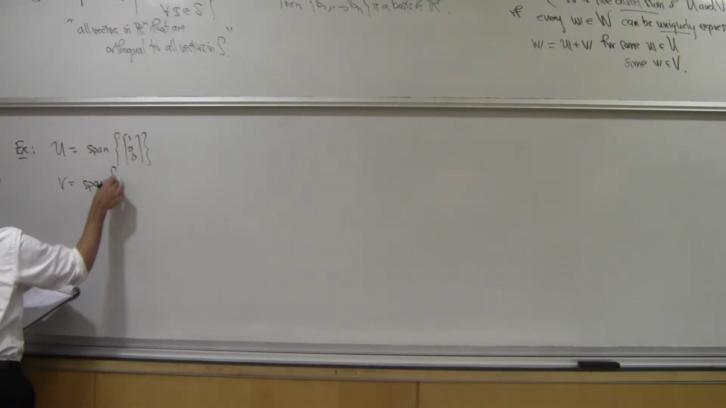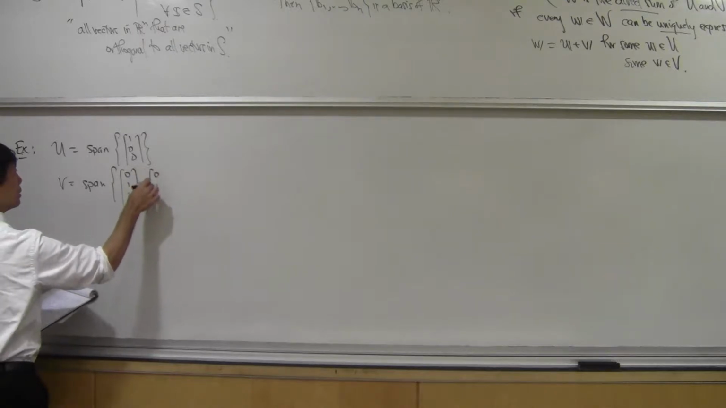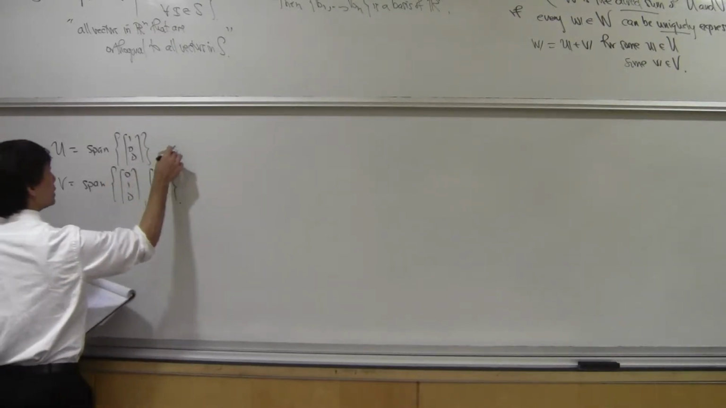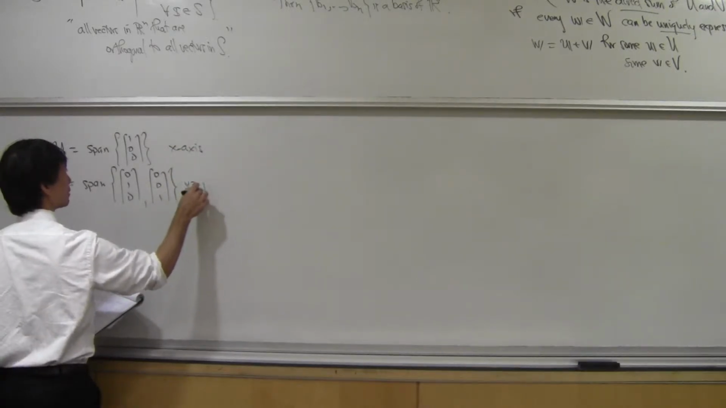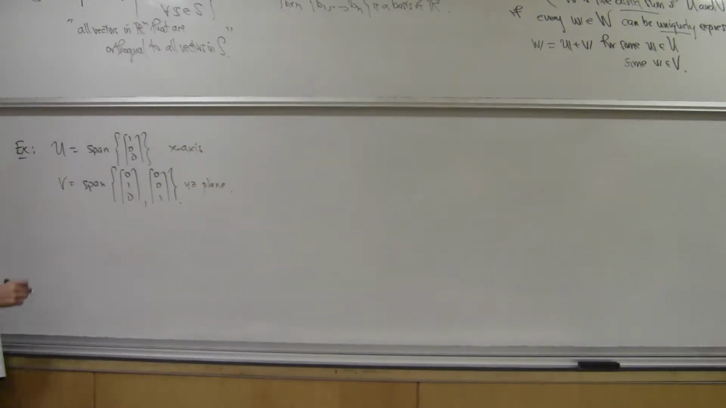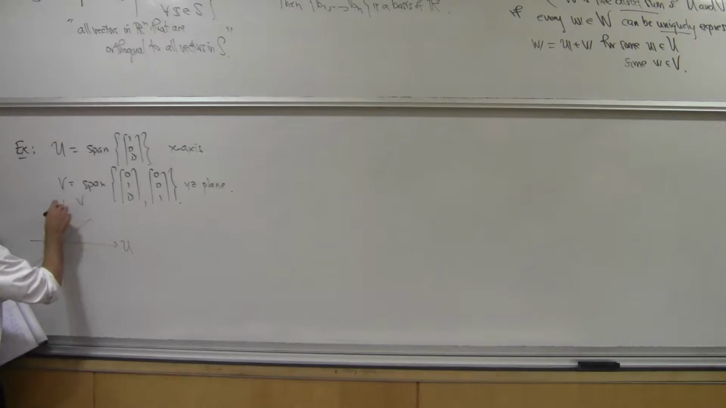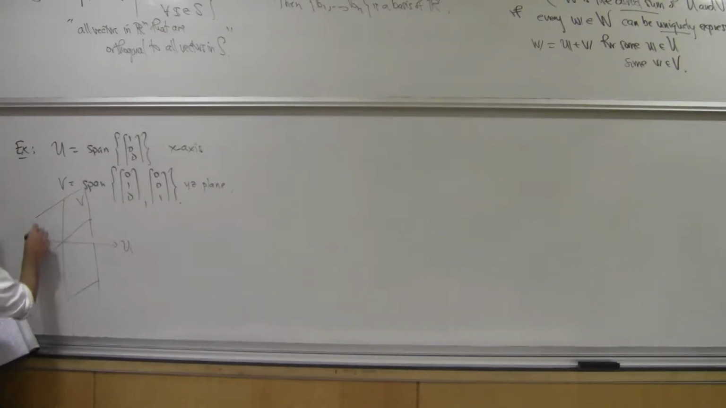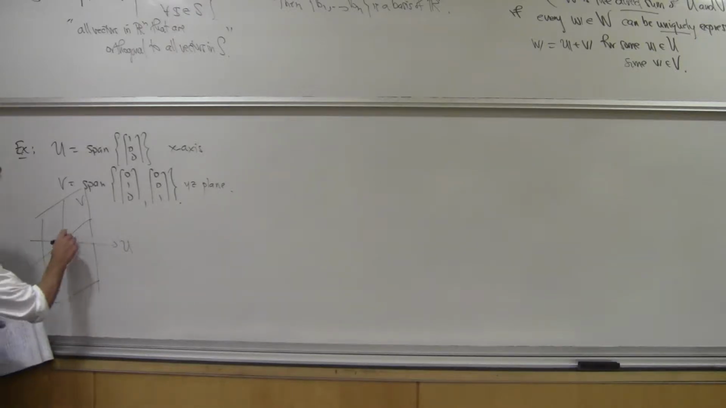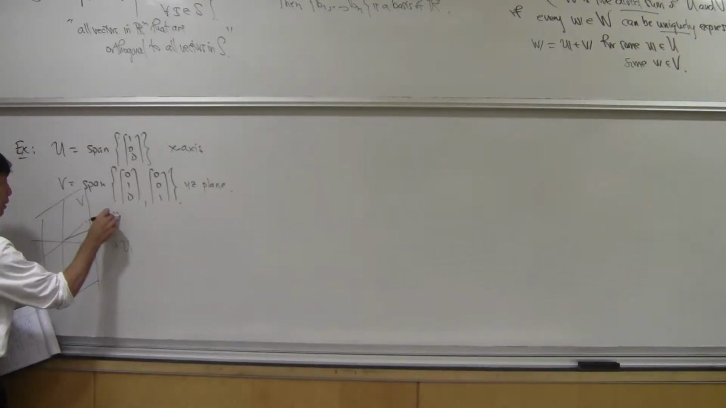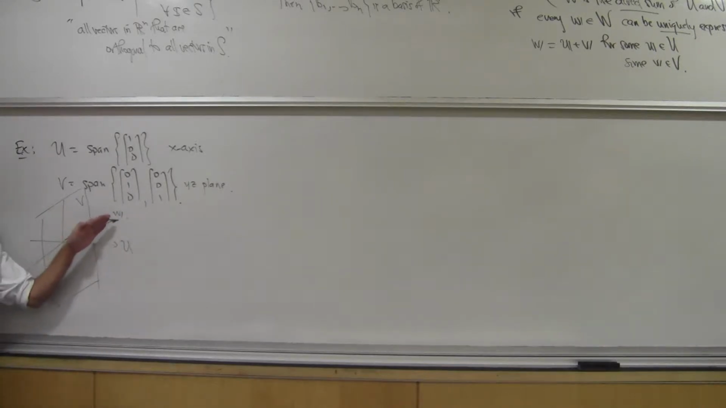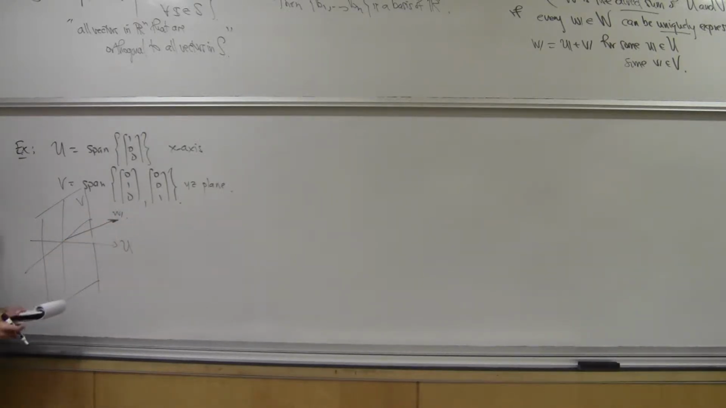So for example, if I take my U to be the span of (1,0,0), and my V to be the span of (0,1,0) and (0,0,1), the x-axis and the yz plane, then you see that here is my U, here is my V. If I have some vector W in R3, then I can break it up into two parts.